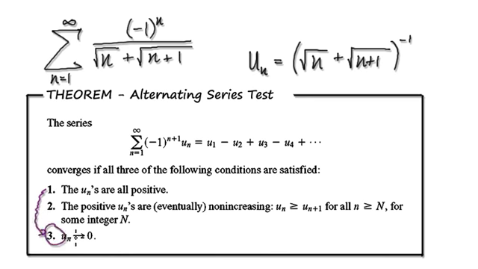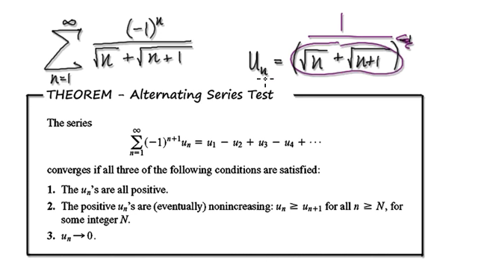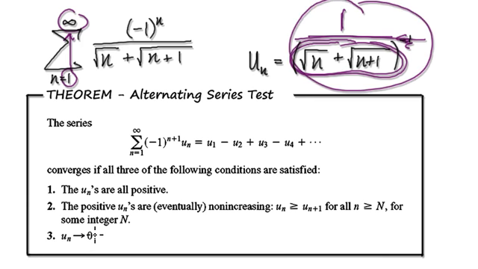Number 3, make sure that the u_n heads towards 0. Make sure that the limit of this heads towards 0. If you visualize this as 1 over this thing here, you can see that as n heads towards infinity, the denominator will just get bigger and bigger. So 1 divided by something that keeps on getting bigger means that the limit will head towards 0. So condition 3 has been met.